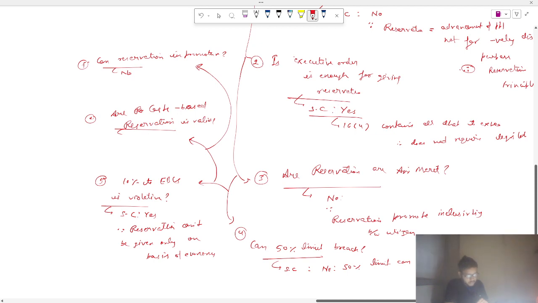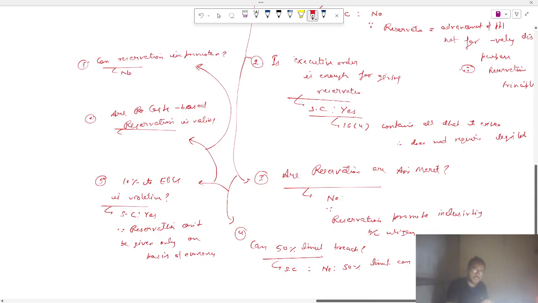And they have also said reservation within the community should not be homogeneous, because if you make it homogeneous, then within the ST communities there are many people who are already advanced, they will also get reservation, so why should we give them reservation? Now these questions have been asked in the Constitution of India.